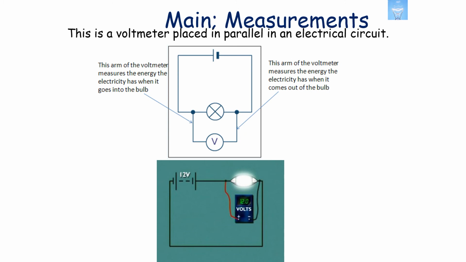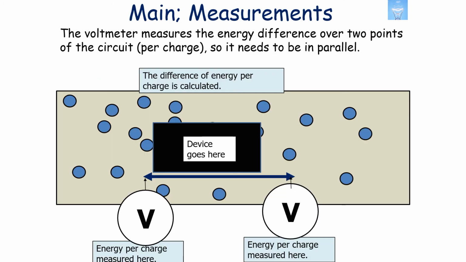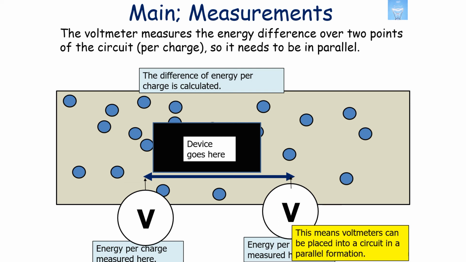The voltmeter is placed in parallel in an electrical circuit because the voltmeter measures the energy difference over 2 points of the circuit per charge, so it needs to be in parallel. So you will calculate the difference of energy between two places in a circuit and then divide it by the charge to work out your potential difference.